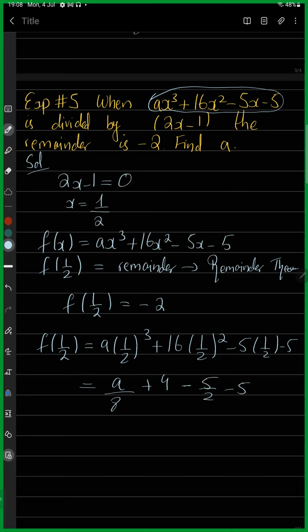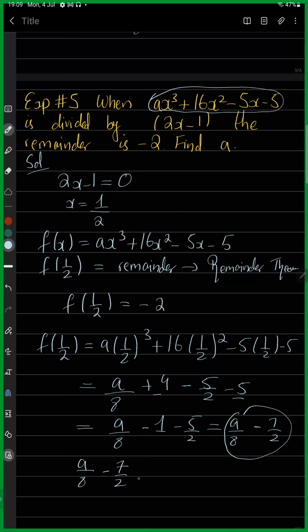and finally I would get a divided by 8 plus 4 and minus 5 would give me minus 1 and minus 5 by 2. So this would be a divided by 8 and then minus 7 by 2. This is the value of f of 1 by 2. A divided by 8 minus 7 by 2. And I need to equate it to the remainder, that was minus 2. So this would become a by 8 equals 7 by 2 minus 2.